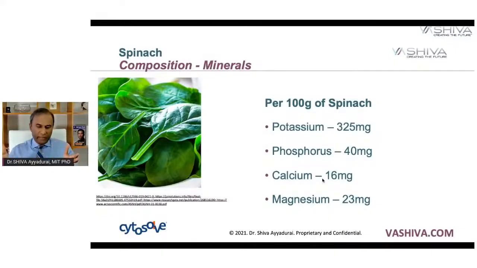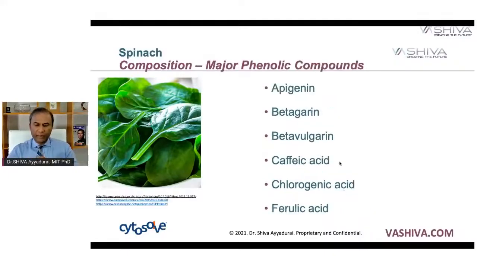Obviously, food is medicine, but mineral-wise, spinach has potassium, phosphorus, calcium, magnesium. It also has these other phenolic compounds: apigenin, betanin, betavulgarin, caffeic acid, chlorogenic acid, and ferulic acid. In fact, in this bottle of MV25, one of the key ingredients of the bioflavonoids we discovered is apigenin, which is this ingredient right here. Apigenin has some very, very powerful effects, and you can go look at it, but it's one of the important compounds in spinach.